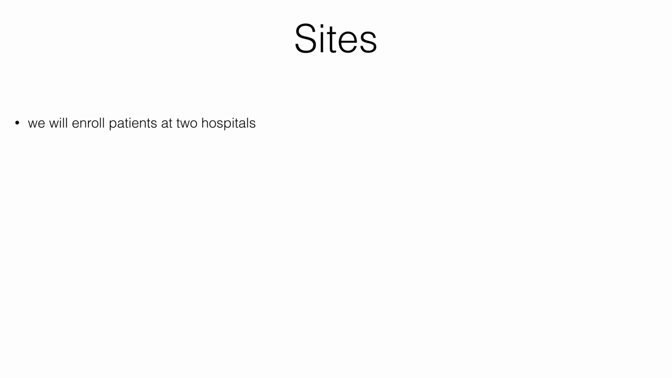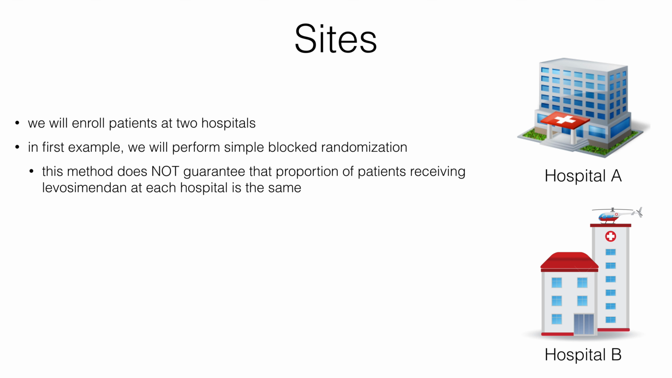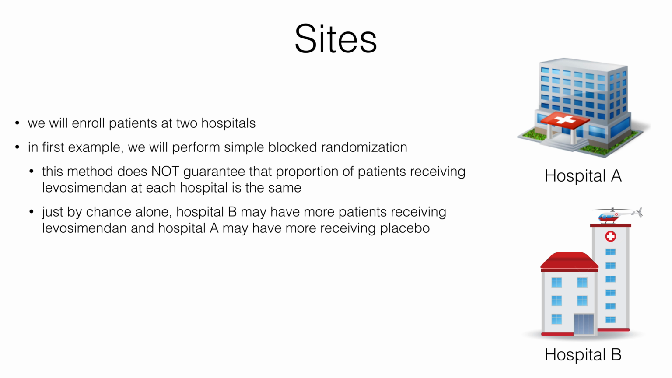Now, we're going to be rolling in patients during this clinical trial at two hospitals, Hospital A on the top and Hospital B on the bottom. And in the first example, I'm going to show you how we perform simple blocked randomization and some of the problems associated with this. Now, specifically, this method does not guarantee that the proportion of patients receiving levosimendan at each hospital is the same, and this can be a problem. In fact, it's possible that just by chance alone, if we only draw up one randomization list, Hospital B may have more patients receiving the intervention, levosimendan, and Hospital A may have more patients receiving placebo.